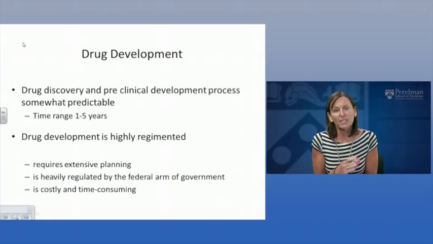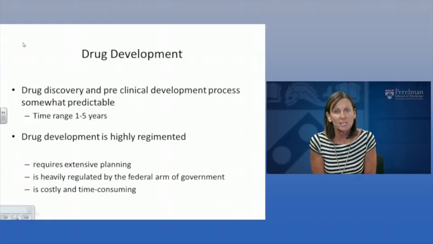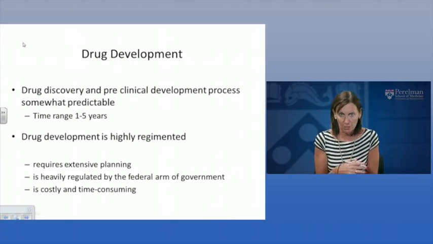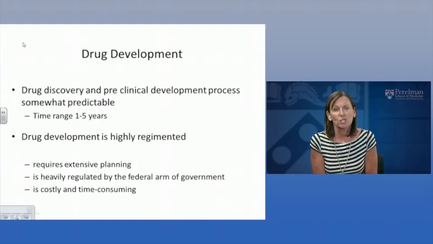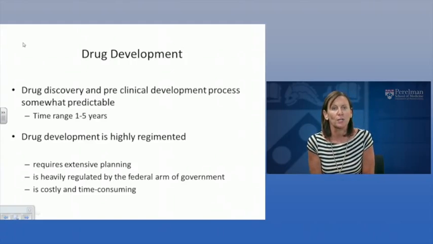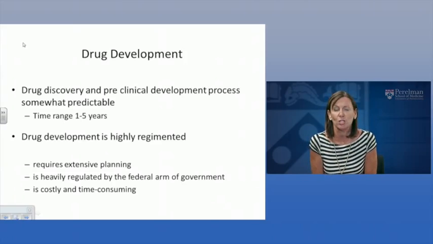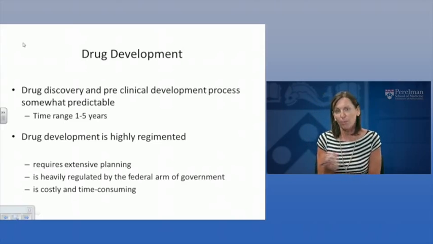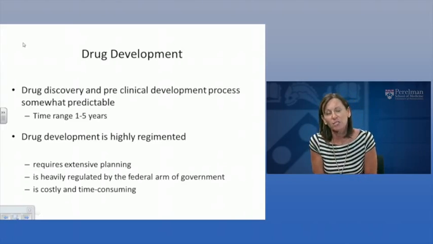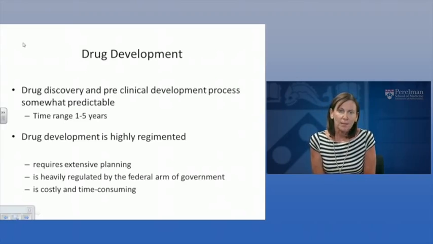So the drug discovery and the preclinical development process are considered to be somewhat predictable. We use repetitive systems to assess for early drug action and safety signals. And the time range can vary depending on the nature of the drug that you're evaluating, but a ballpark range that I think is reasonable is 1 to 5 years.